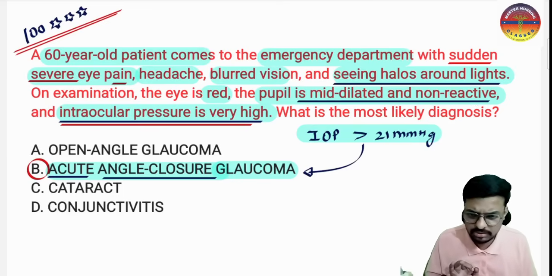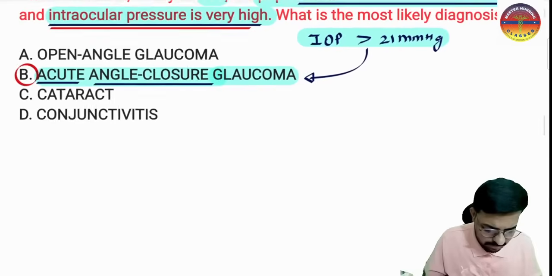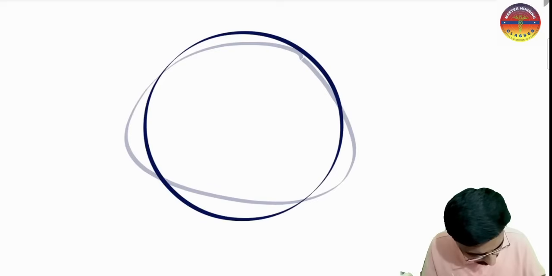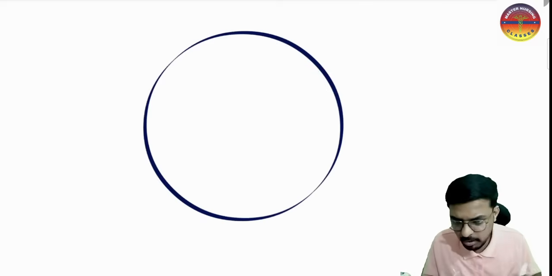Now I am going to teach this with complete clarity of the image, so you will get the full clarity. What is open angle glaucoma and what is angle closure glaucoma? Understand now. Here we have the eyeball.